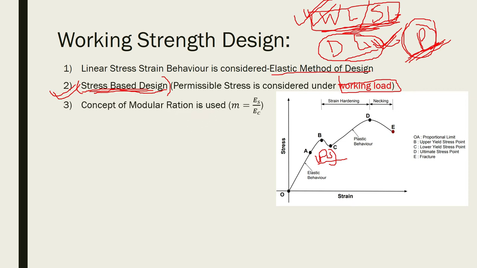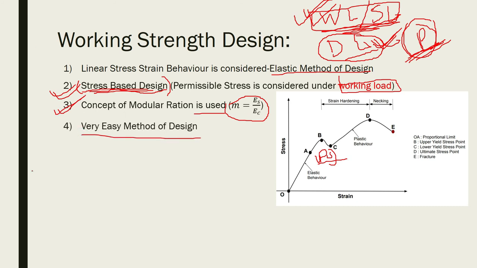Then the concept of modular ratio is used. Here you can see the modular ratio m is equal to Es by Ec. It is the ratio of the moduli of elasticity, and this concept is used only in the working stress method. Then it is a very easy method of design, as everything is linear. We do not need to consider the non-linear effect. So this is a very easy design.